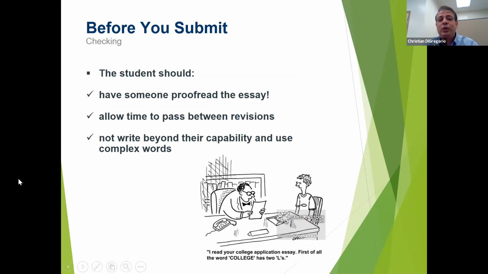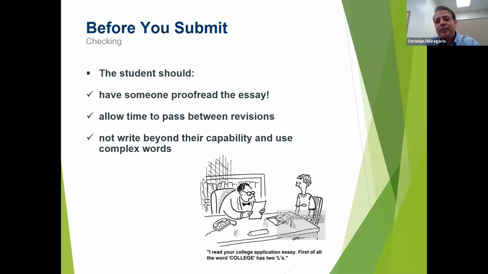All right, before you submit an application, have someone proofread the essay, please. There's a little cartoon at the bottom that says, I read your essay and college has 2 L's. It happens. It happens to myself. Before I send an email out to a lot of people, I have someone read it. Allowed to do that.